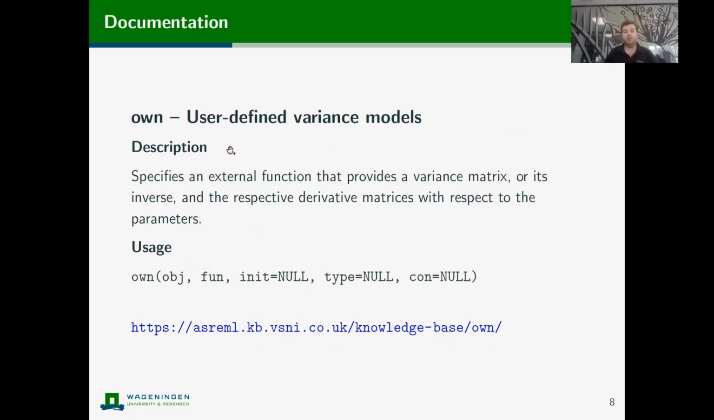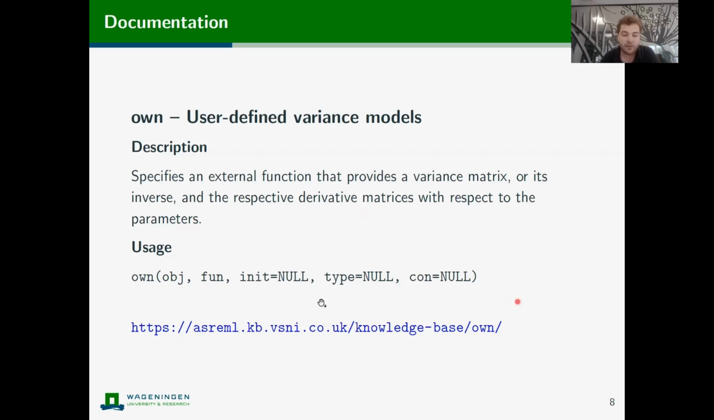But own essentially allows you to specify an external function in your R environment that provides a covariance matrix or its inverse, and also the derivative matrices of that covariance matrix with respect to parameters that you can choose yourself. So the nice thing is that with the built-in functions like corgh or us or fa, you're bound to the structure that's programmed in there. But here you can program your own structure, your own parameterization, meaning you can fit, for example, nonlinear kernel models, which I'll get back to later.